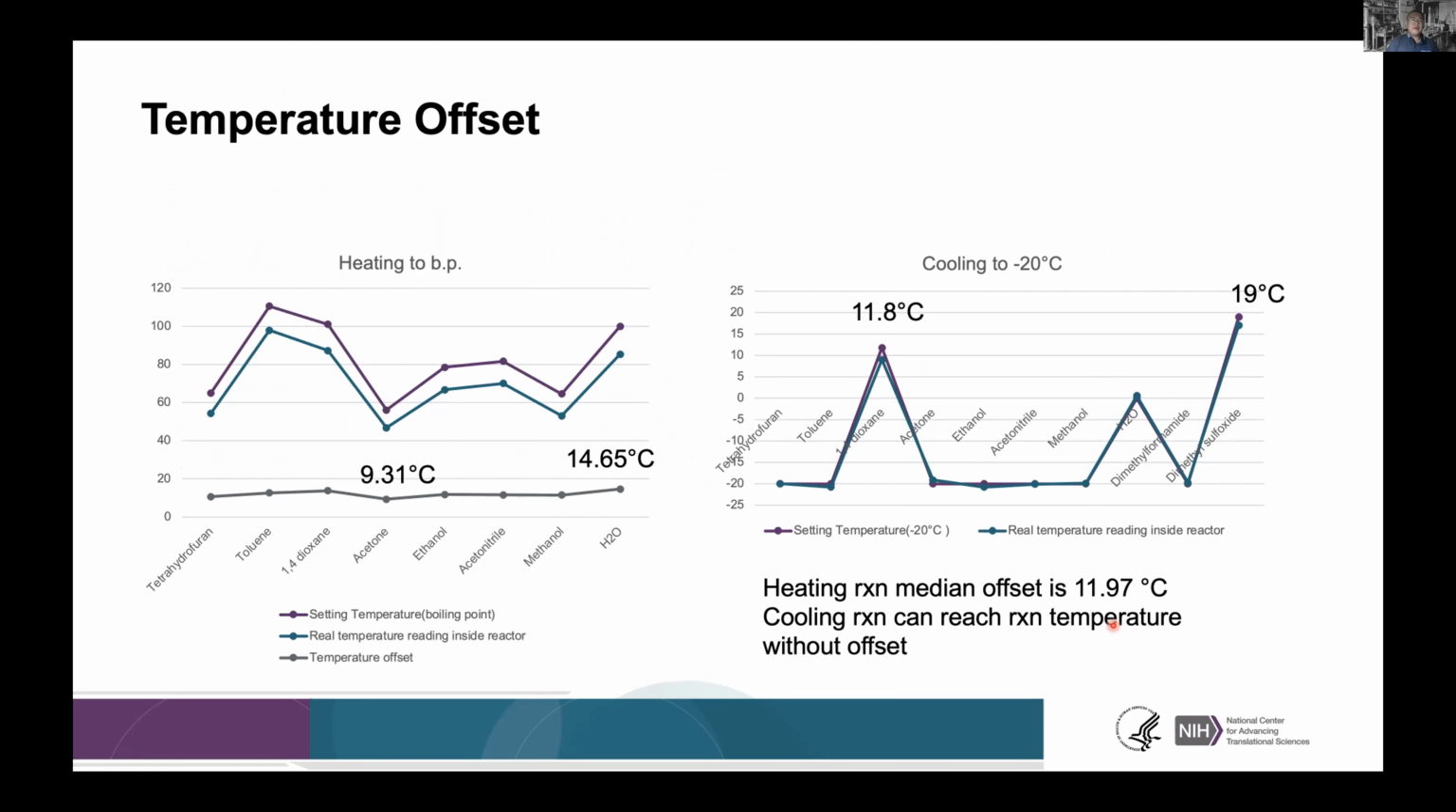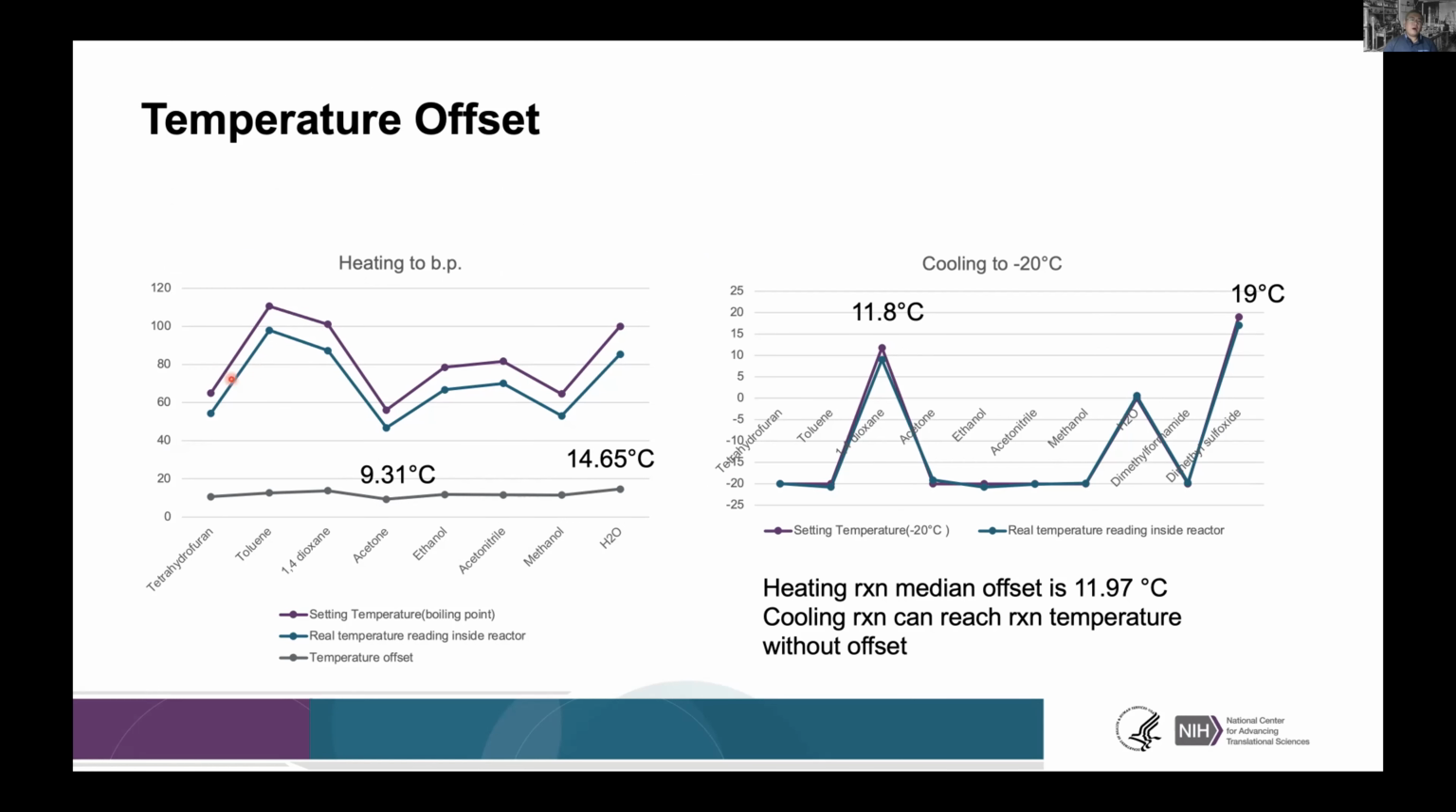So you can see here, we have the purple line representing the boiling point for each of the solvents we are using. At this high point, we can see each of the solvents we are setting to the boiling point. And the blue line here is the real temperature. So we use a thermocouple probe and insert that into our reactors, getting the real-time temperature inside the reactors.